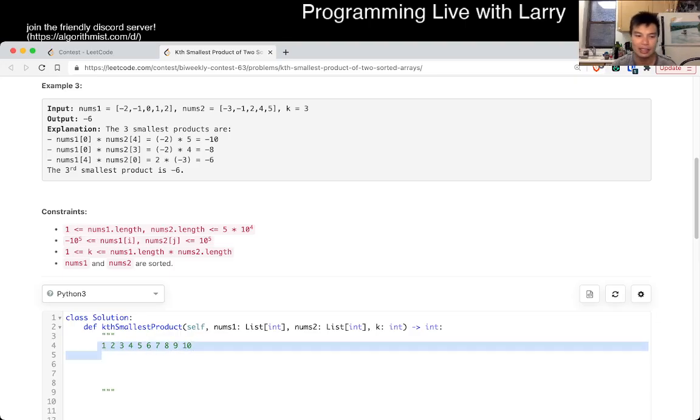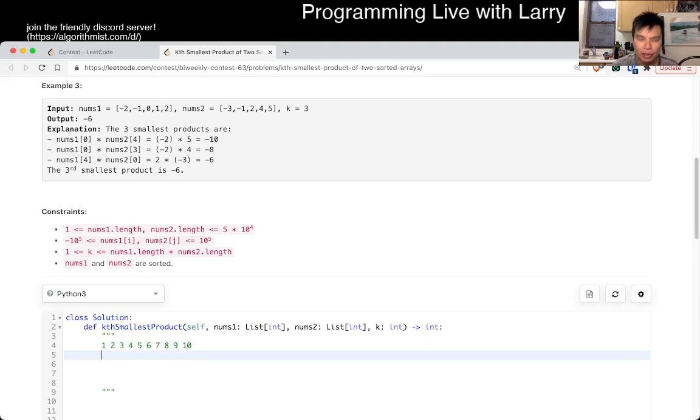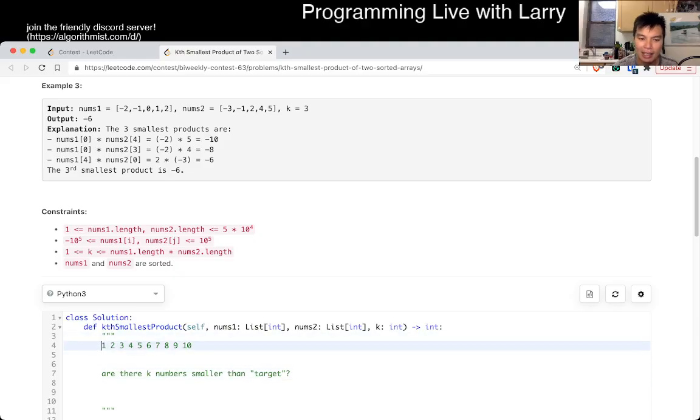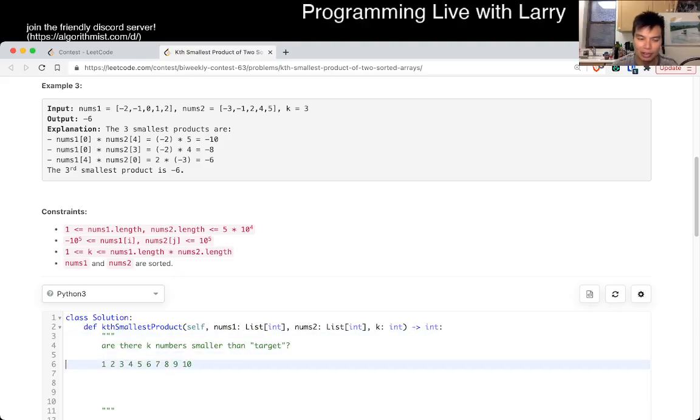And then the idea is that you convert this into a true false array, and this can mean anything, where your true false question is actually: are there k numbers smaller than target, for some target that we're binary searching on? So this is the answer. And then, what does that mean in this context? That means that, for example, we have this array. Let's just say target is equal to 6.